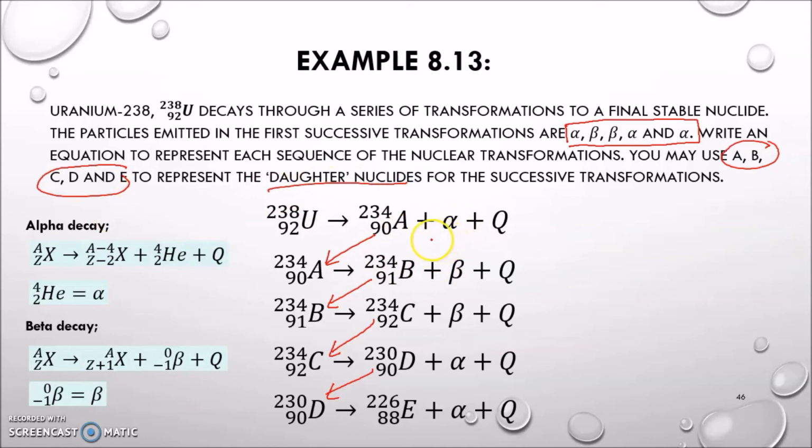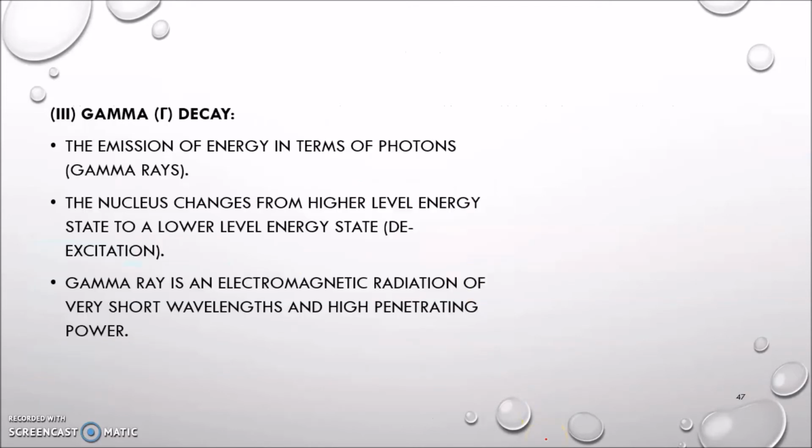How do we balance the equation? We are going to look at the particles that were emitted during this process. If the particle emitted is alpha, it's also equal to helium-4, 2. If beta, the nuclear number is 0, the proton number is -1. So you can balance the equation.